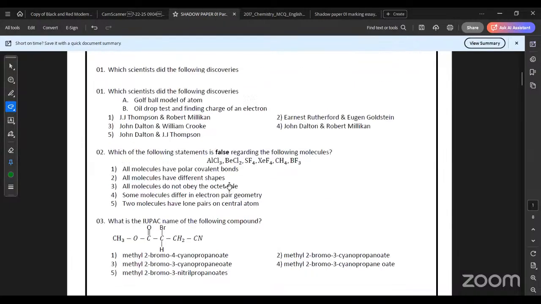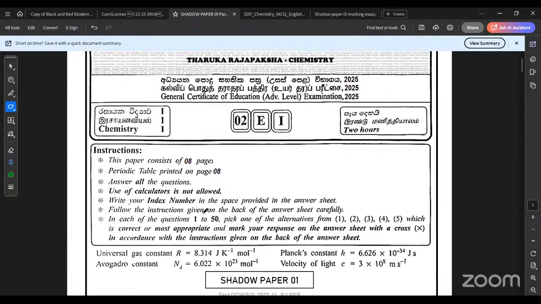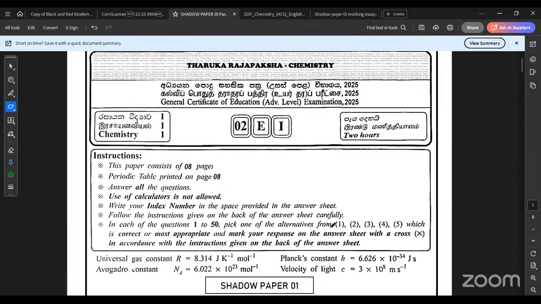Now go to the top part of the MCQ paper. In each of the questions 1 to 50, pick one of the alternatives from 1, 2, 3, 4, 5, which is correct or most appropriate.